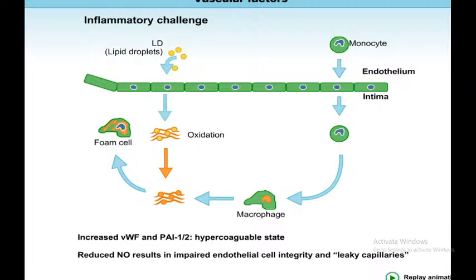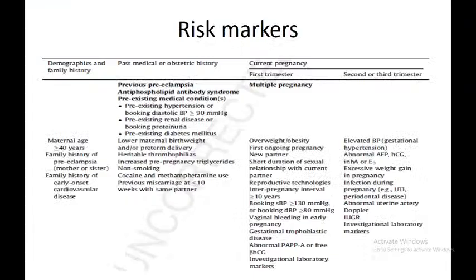So various manifestations that we see with this pre-eclampsia is because of the vascular endothelial cell damage and because of the leaky capillaries. So the fluid tries to come out of these vessels. So these are labeled as leaky capillaries. So the reduced nitric oxide results in impaired endothelial cell integrity, causing leakage from the capillaries. So this is also one of the contributing factors. So I hope I am done with the etiology.